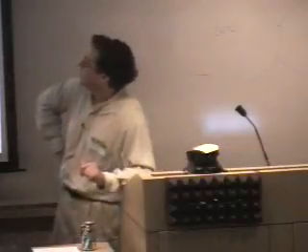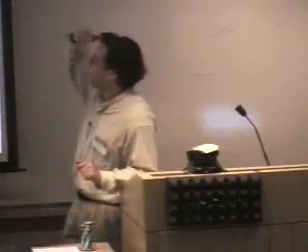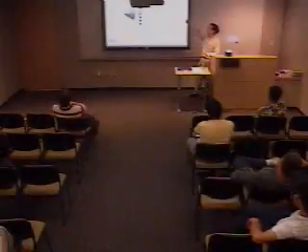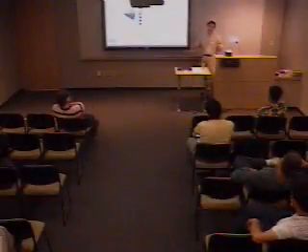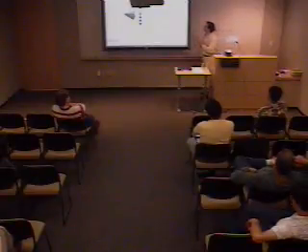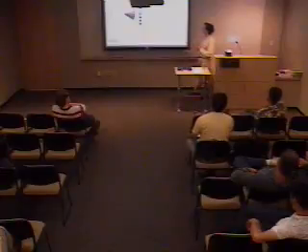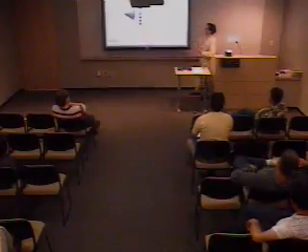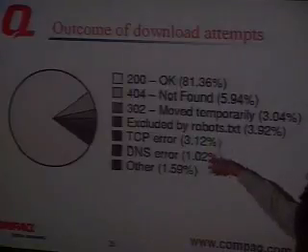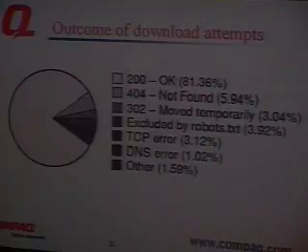Okay. Here's a pie chart showing you the outcome of download attempts. For 81% of all documents, we actually got a status code 200. For 5.94%, we got a not found. I was actually very surprised that this number was so small. I would have thought that more links would be outdated, but it's actually not that bad. 3.04% moved temporarily. 3.92% excluded by robots.txt. Then these are network errors, and then there's some small number of other outcomes. So the high level is that actually 80% of the web is accessible, which is better than conventional wisdom claims.